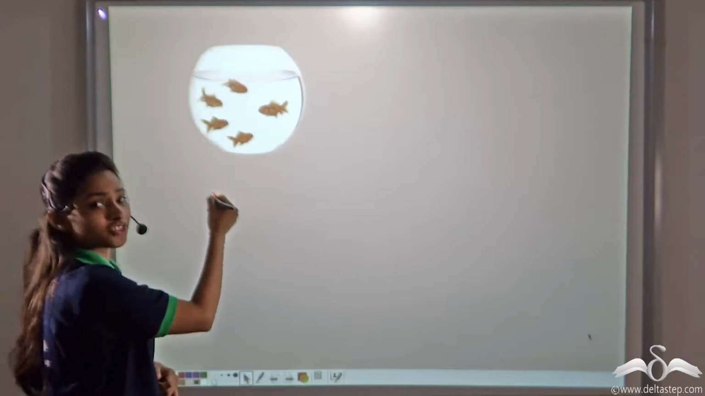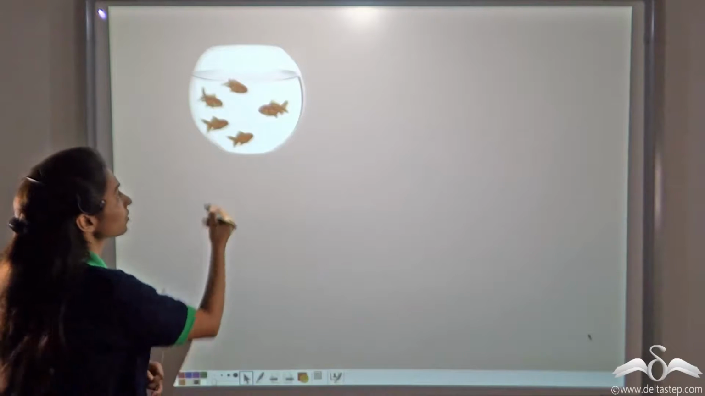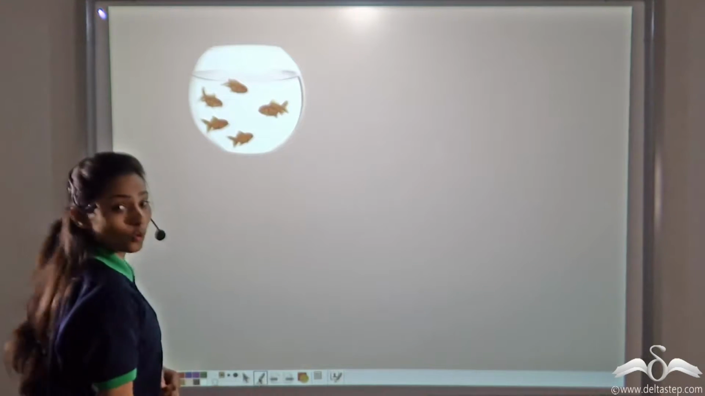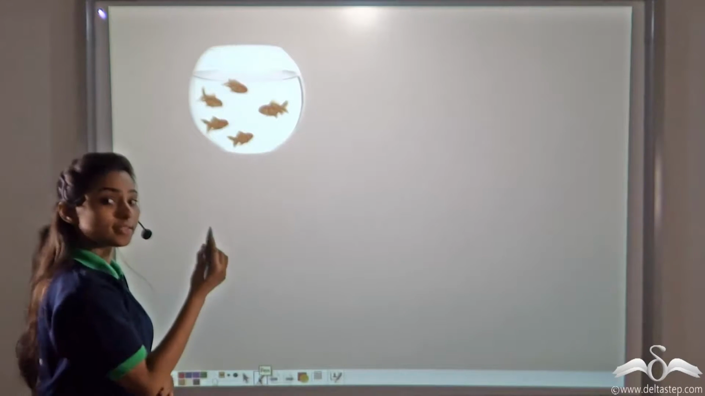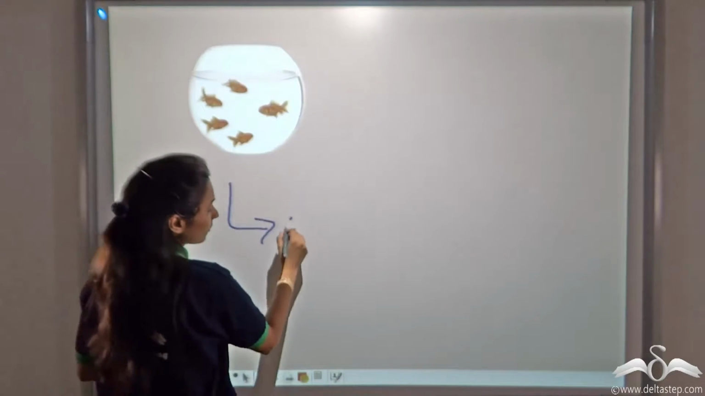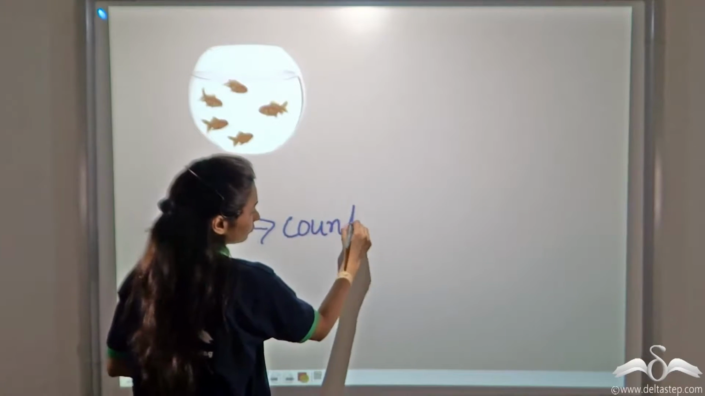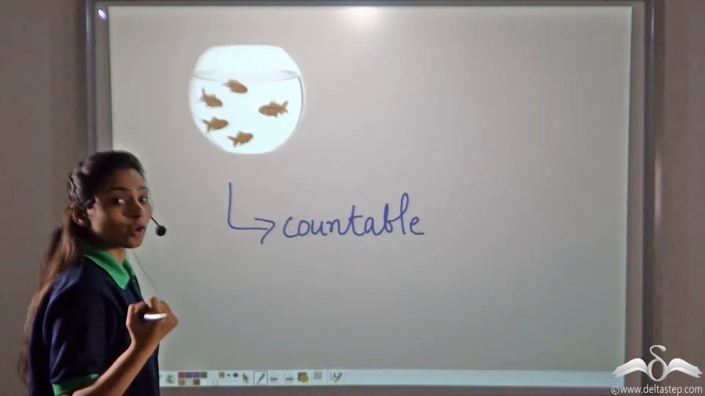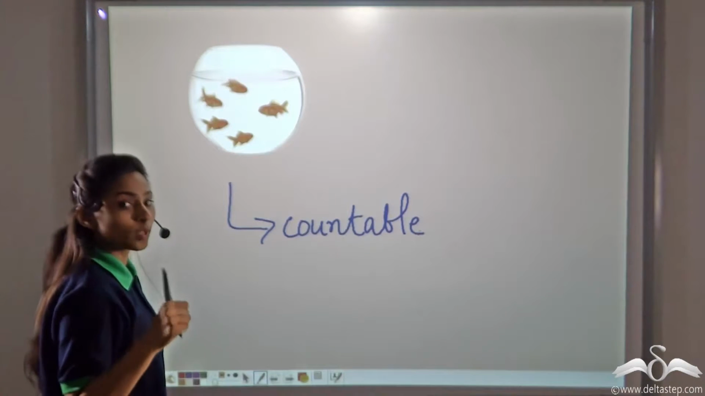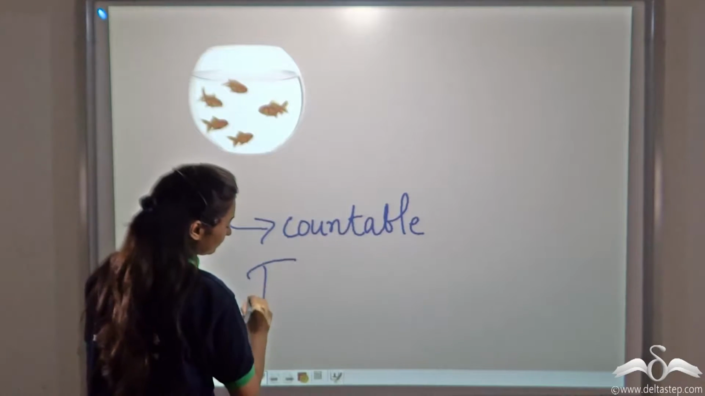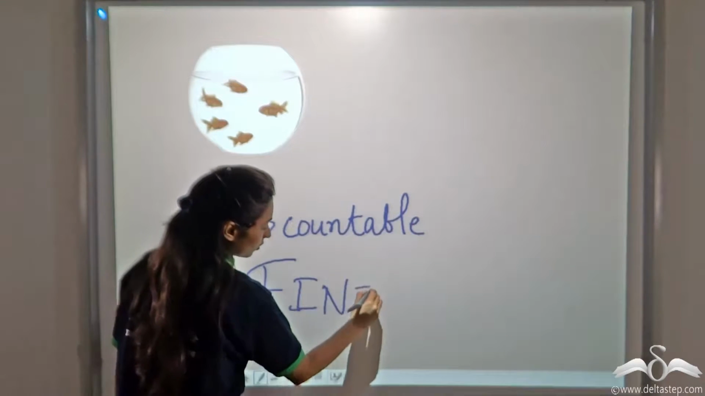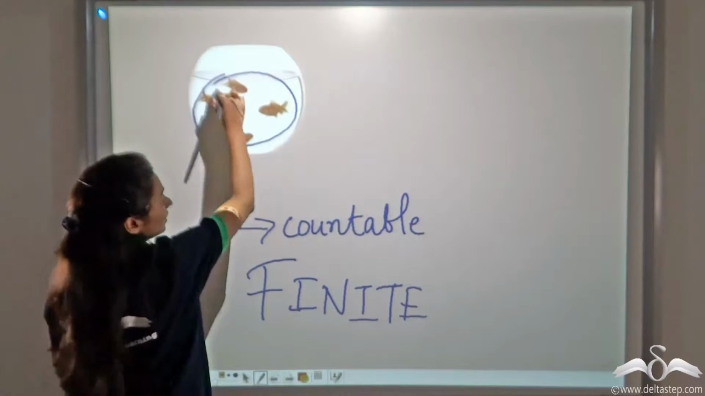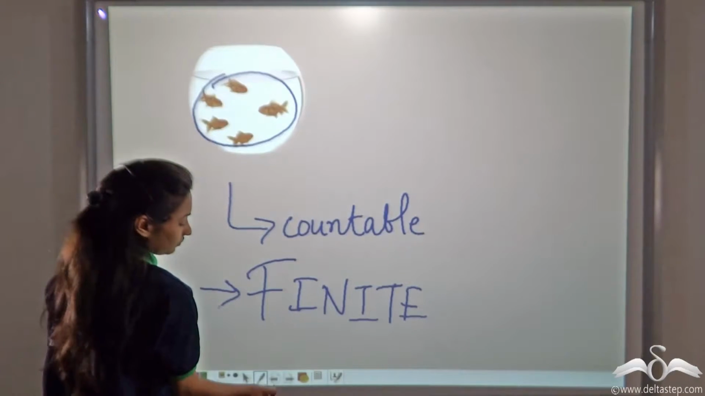Can you count the number of fishes in this aquarium? Yes. 1, 2, 3, 4 and 5. So, we can say that the set of fishes is countable. Now, countable sets are also called finite sets. So, we will use the term finite. So, what is finite over here? Fishes in this set is finite.